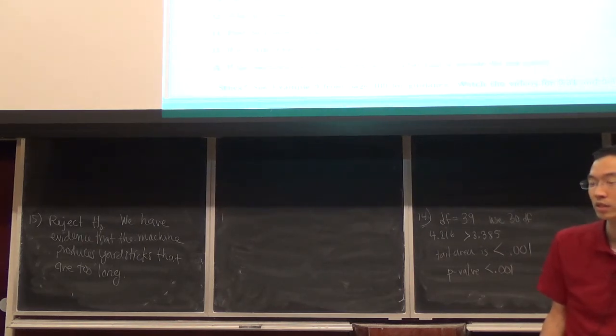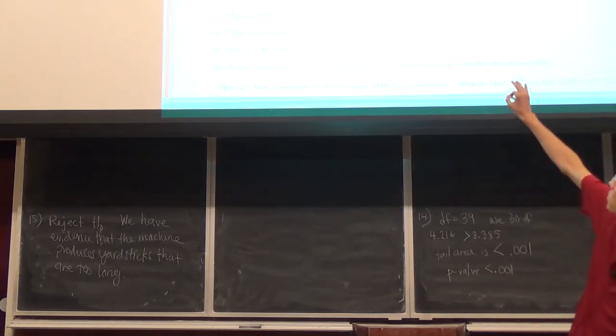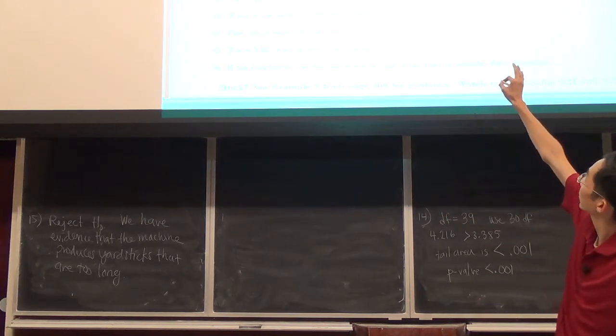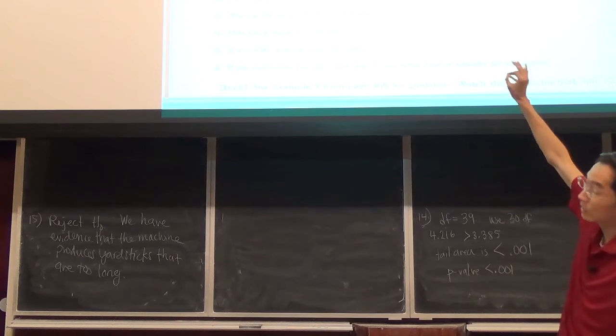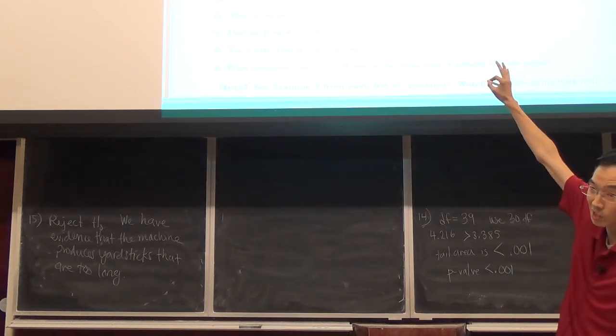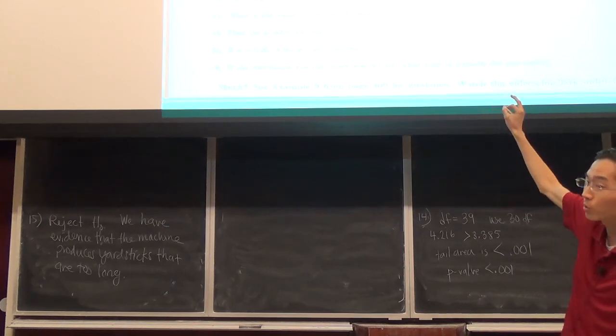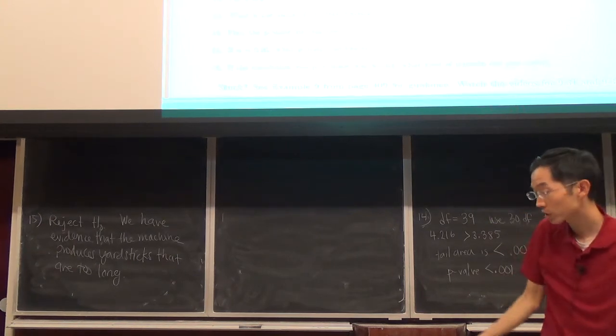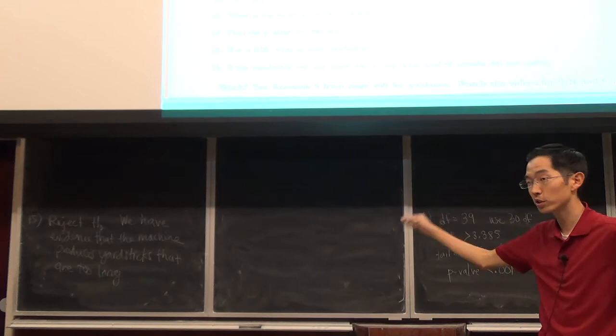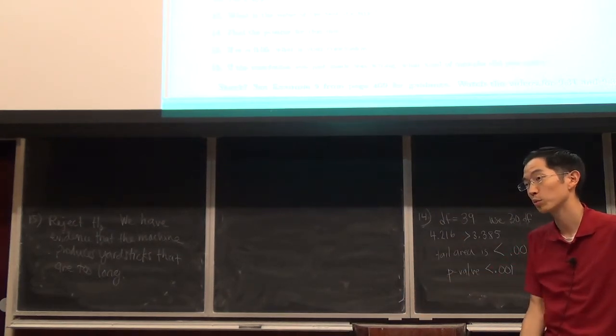Would it be correct to say all machines produce yardsticks that are too long? Well, we take 40 yardsticks from this machine that's suspected to be defective. So this is a sample for that particular machine, and our conclusions can only apply to that particular machine.